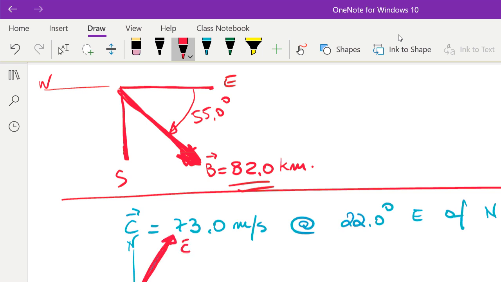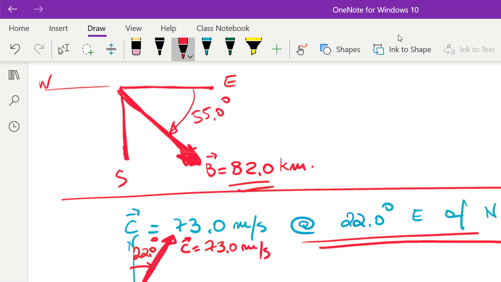Vector C, that is 73 meters per second at 22 degrees. This is important to know because you will see when we do the other examples in this lesson, when we find components of the vector, it's very important to define and to know which one is the angle, and what that represents. So this length here is representing 73 meters per second in that case.